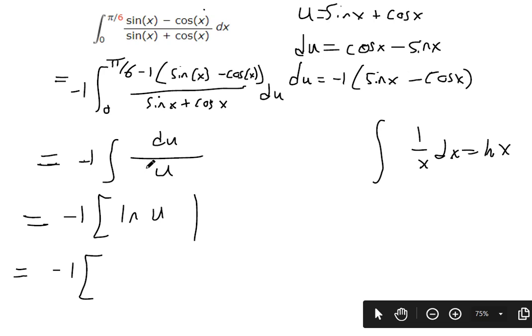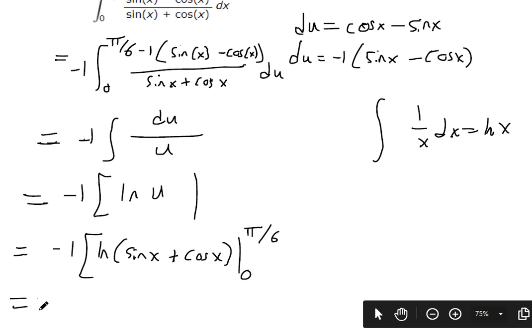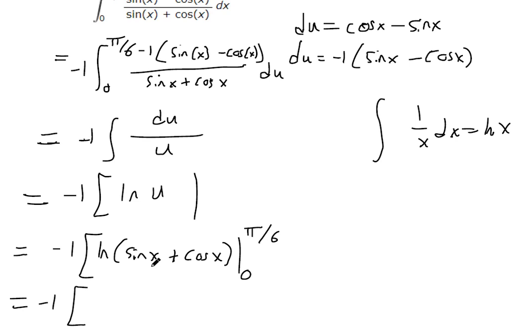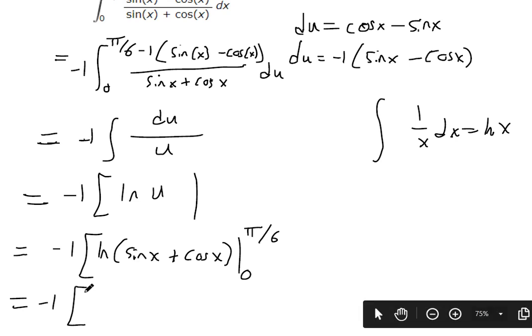So we're going to plug in sine x plus cosine of x. So this is natural log of sine x plus cosine of x, and then the limits of integration go between 0 and pi over 6. And so evaluating for pi over 6, if we plug pi over 6 in for sine, let's see, pi over 6, that's a 30-degree angle, so the opposite is 1/2, so this is natural log of 1/2 plus square root of 3 over 2.